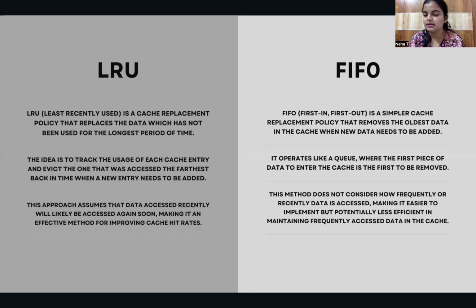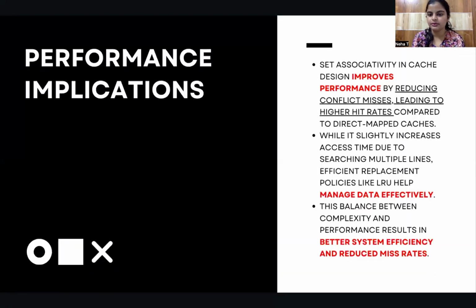So this is about the replacement techniques. Two replacement techniques we saw, LRU and FIFO. Now we'll be seeing the performance implications of set associativity. Set associativity in cache design improves performance. How? By reducing conflict misses, leading to higher hit rates compared to direct-mapped caches. While it slightly increases access time due to searching multiple lines, efficient replacement policies like LRU help to manage data efficiently.